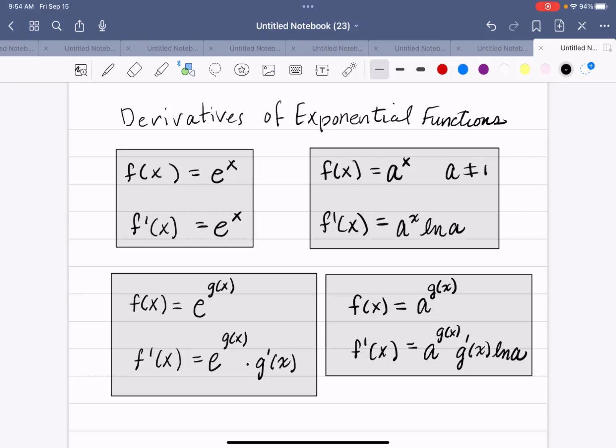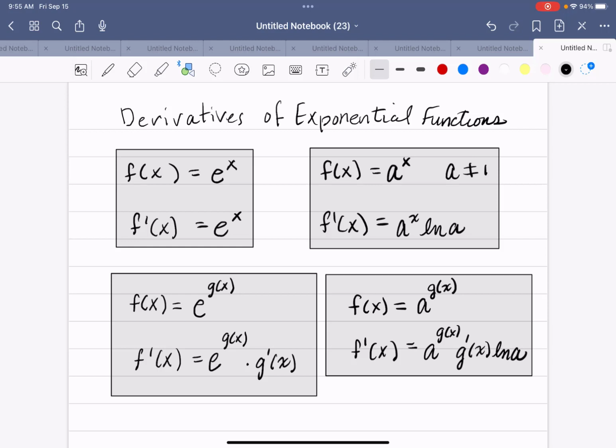So now we're going to look at derivatives of exponential functions. Our first function has a base of e raised to the exponent x. The derivative of e to the x is also e to the x. However, if f of x is e to the g of x, that is e base raised to a differentiable function, then f prime of x is e to the g of x times g prime of x. So that's the chain rule.